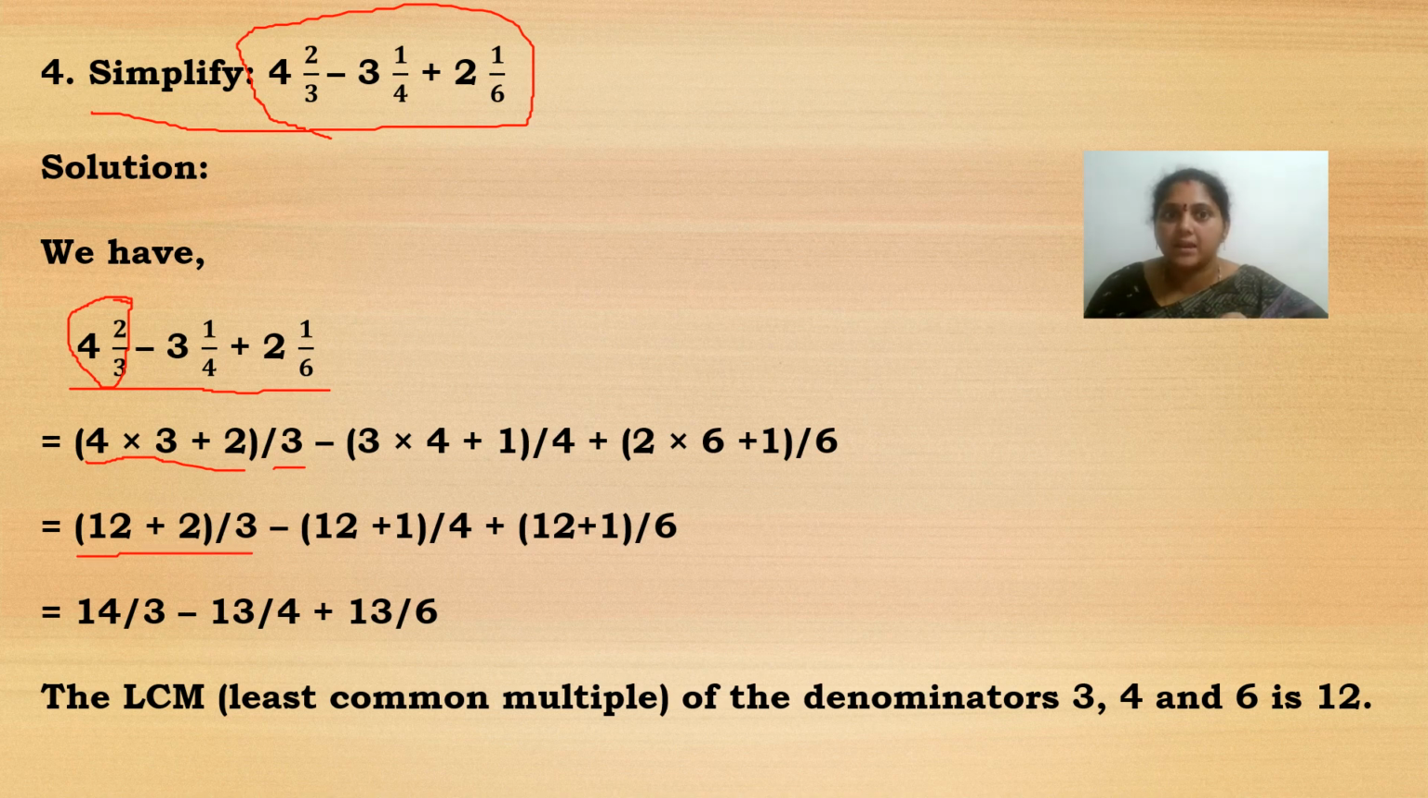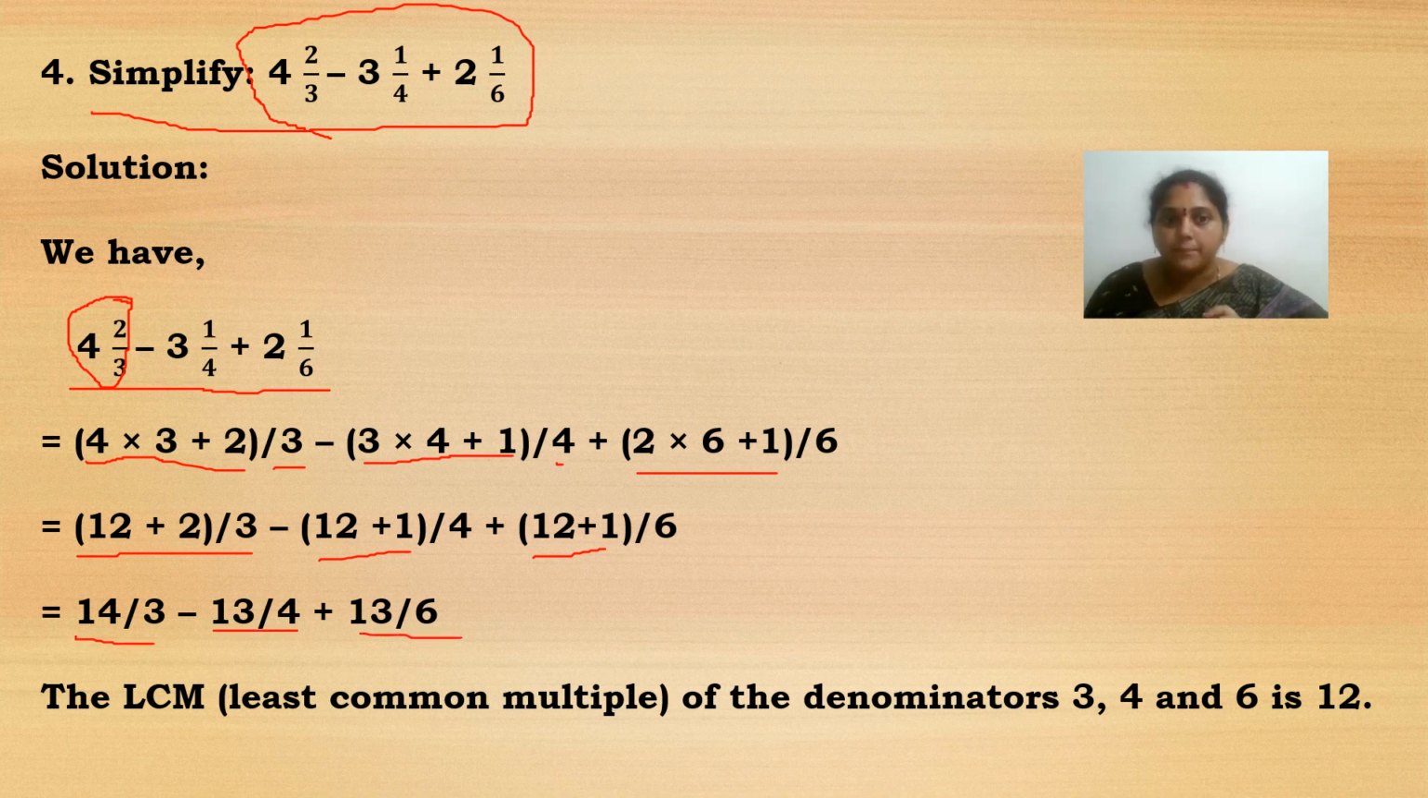Now what is our second one? 3 into 4 plus 1 divided by 4. That is 12 plus 1 divided by 4. And the last one is 2 1 by 6. 2 into 6 plus 1 divided by 6. That is 12 plus 1 divided by 6. Now what are our complete fractions? 14 by 3, 13 by 4 and 13 by 6.